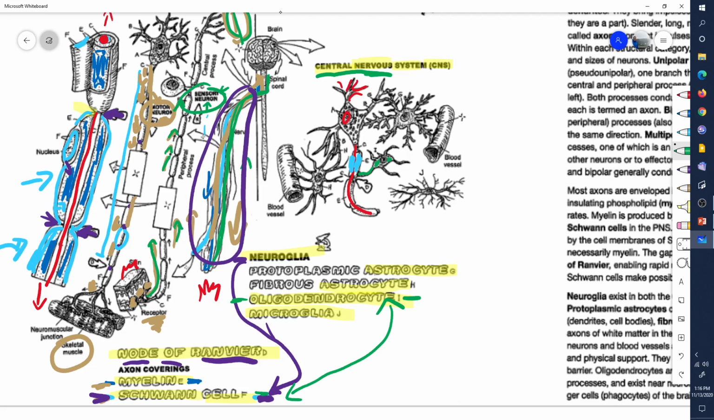Now, microglia, right here, let's use a different color. Microglia are like the scavenger cells that clean up. Where's a microglia? These cells right here. And they're also in the nervous system, in the brain, cleaning up all the junk and all the trash and all the leftovers.